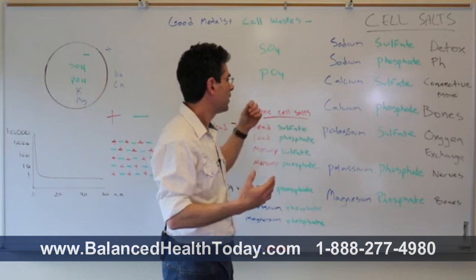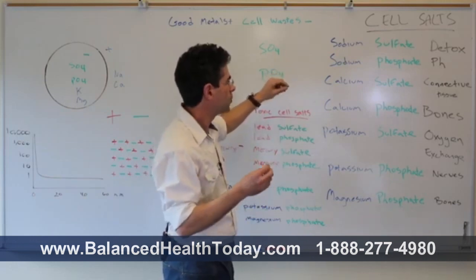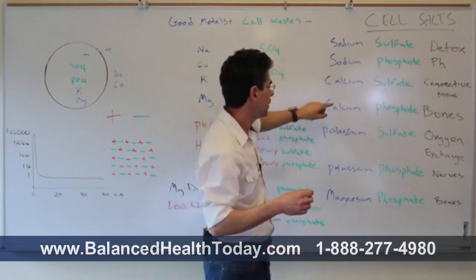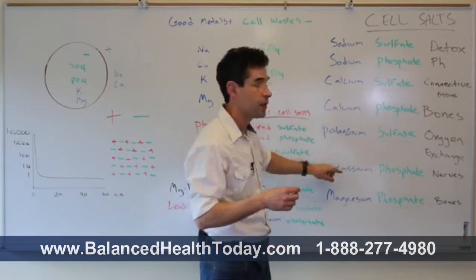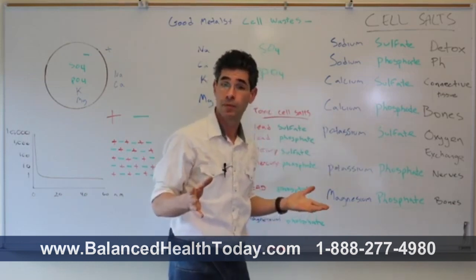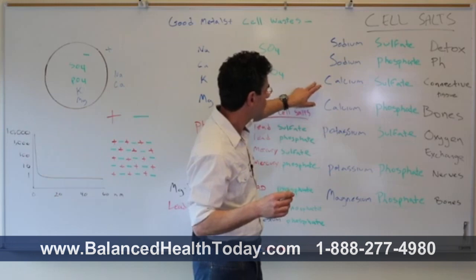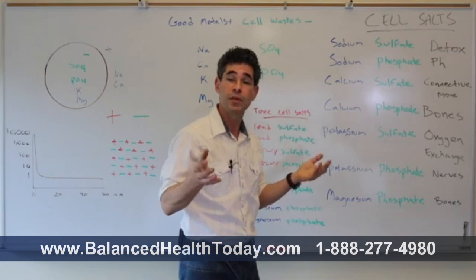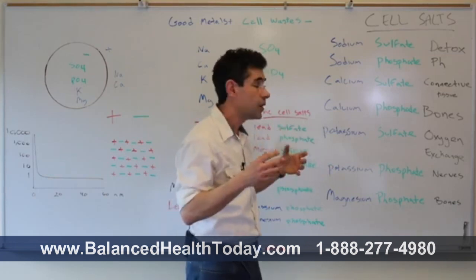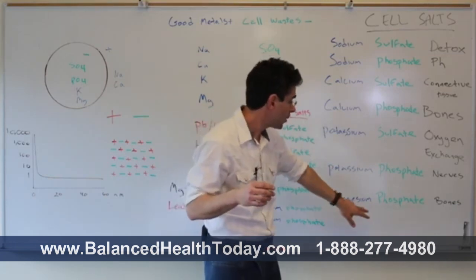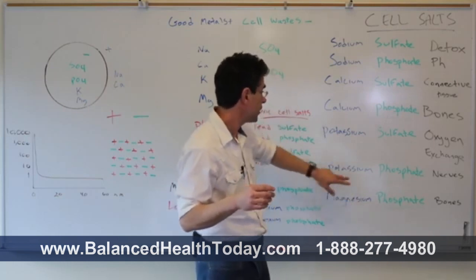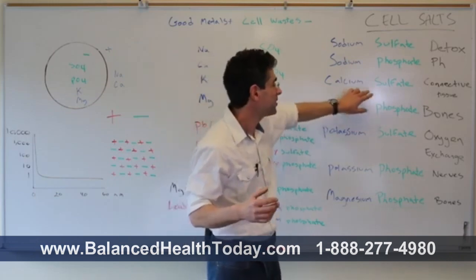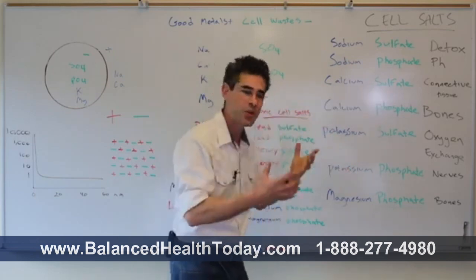Now, let's take a look at what happens when you put these things in water. If you put sodium sulfate, sodium phosphate, potassium sulfate, and potassium phosphate in water, they dissolve. They are soluble. On the other hand, calcium sulfate, calcium phosphate, and magnesium phosphate are not soluble. They turn into little crystals. They solidify. And they won't dissolve in water, which is good because we don't want our bones, the magnesium phosphate and the calcium phosphate, dissolving in water. Nor do we want our connective tissue, the calcium sulfate, dissolving in water. So it's a great design.